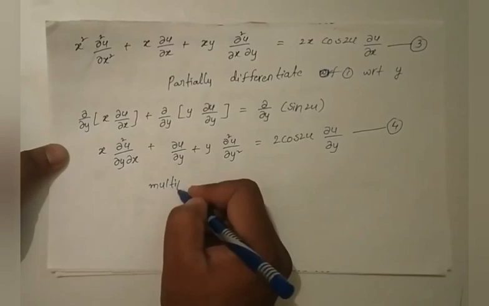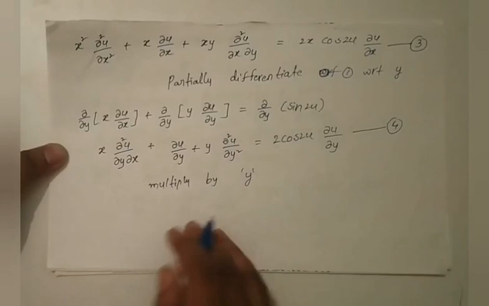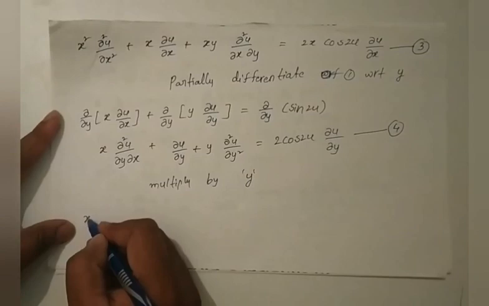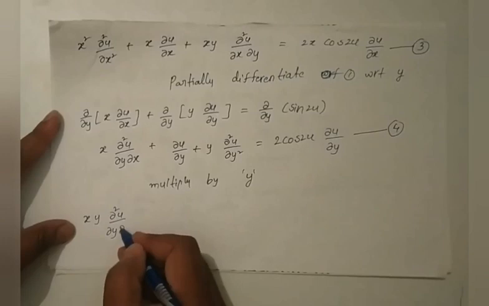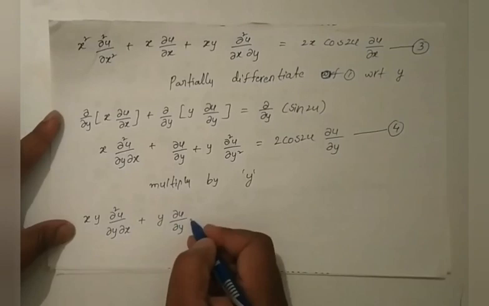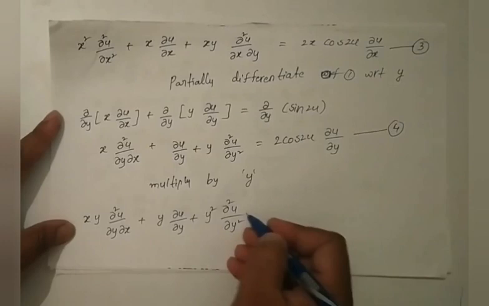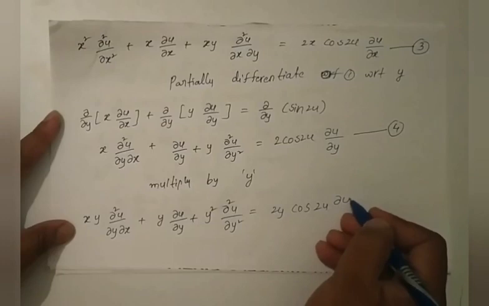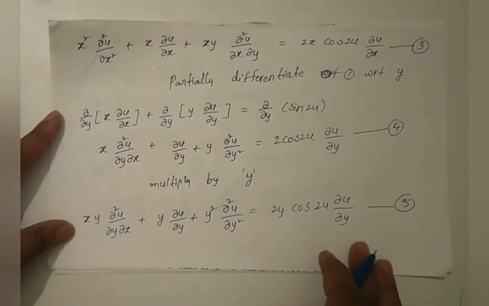Multiply throughout equation 4 by y. Here we get x y ∂²u/∂x² plus y ∂u/∂y plus y² ∂²u/∂y² is equal to 2y cos 2u ∂u/∂y. Let us name this as equation 5.